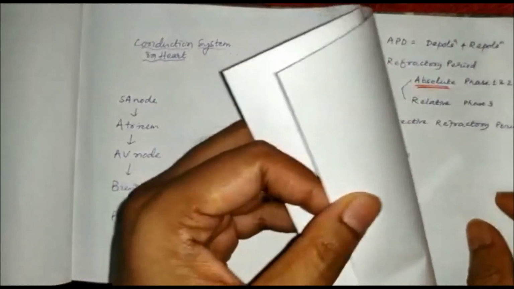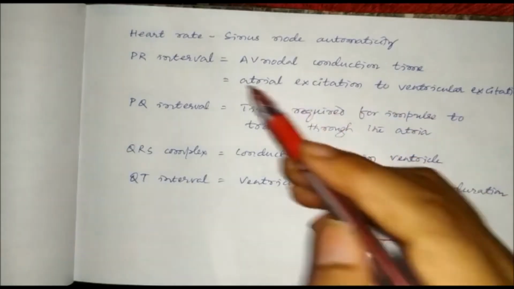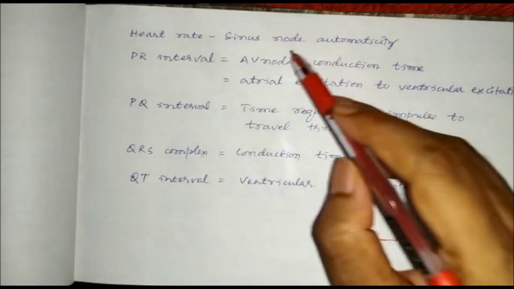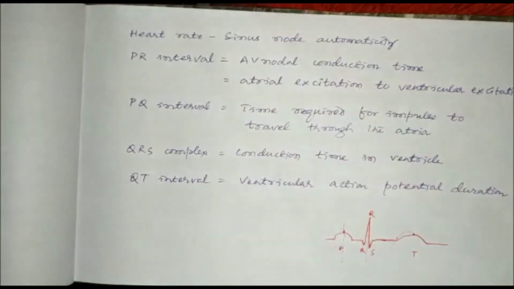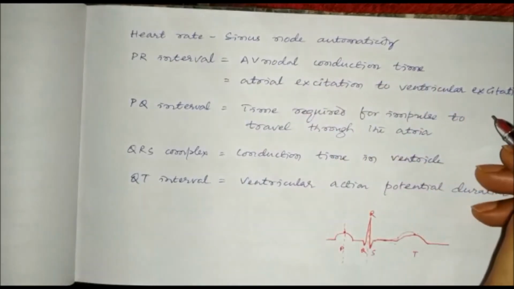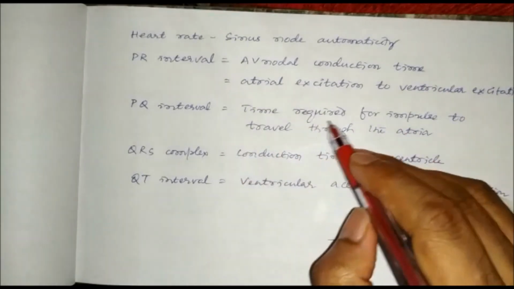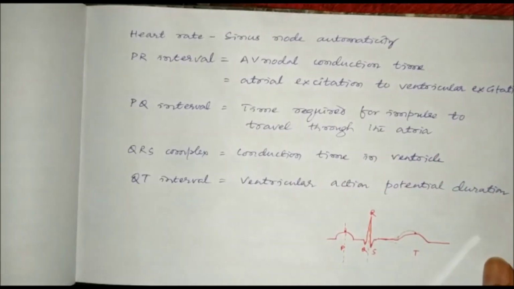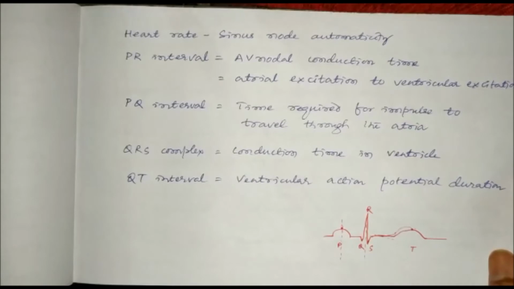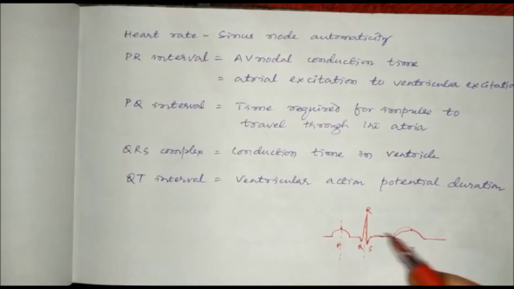So from this electrocardiogram we can know several things, like heart rate. From the heart rate we can know the sinus node automaticity. From the PR interval we can know the AV nodal conduction time, or atrial excitation to ventricular excitation time. Then from the PQ interval we can know the time required for the impulse to travel through the atria, and the QRS complex tells us the conduction time in the ventricle, and the QT interval tells us the ventricular action potential duration.